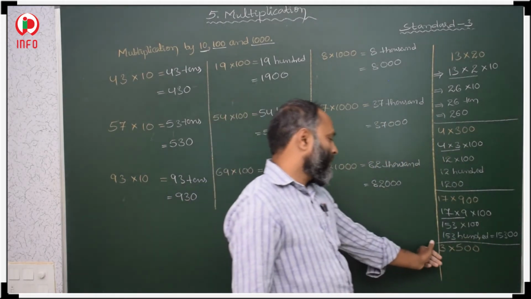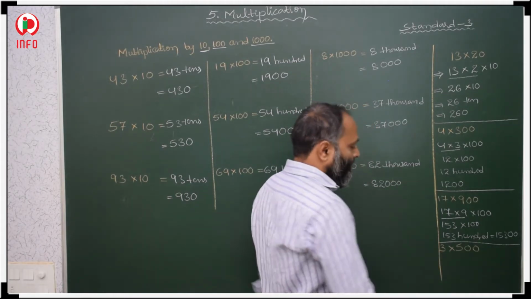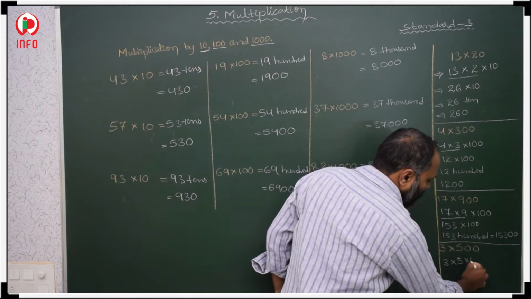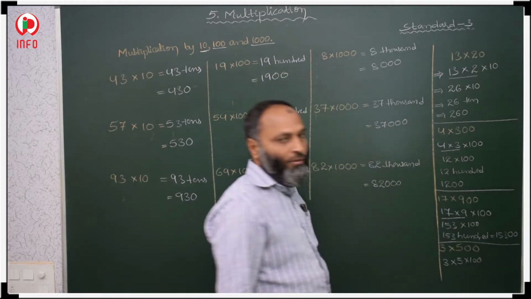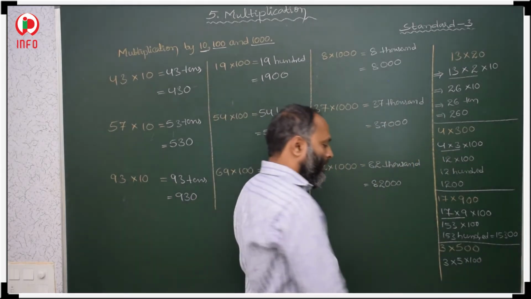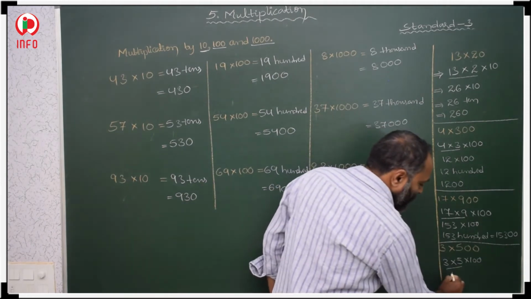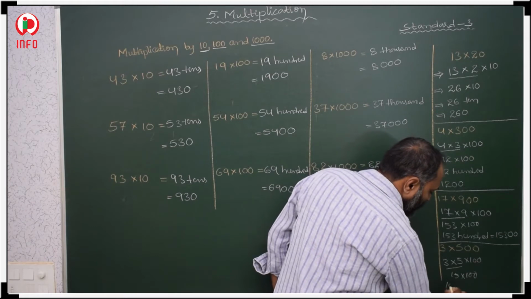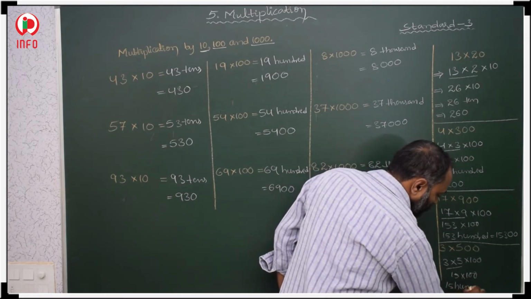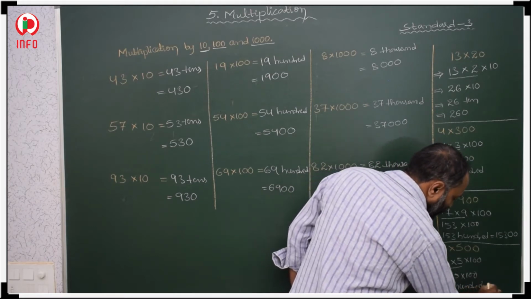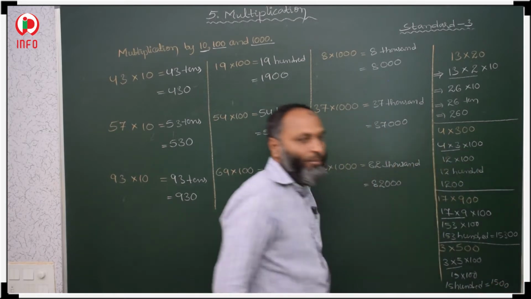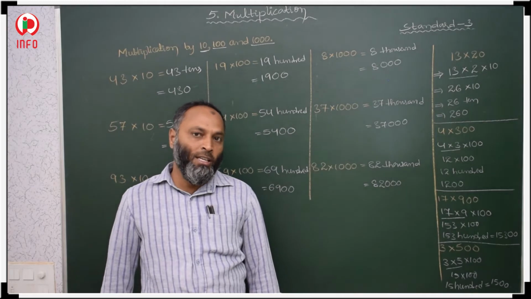Okay. Now 3 into 500. 3 into 500 means 3 into 5 into 100. Now 3 5s are 15, into 100, that is 1500. In 100 we have 2 zeros. Those 2 zeros you keep there in ones place and in tens place.